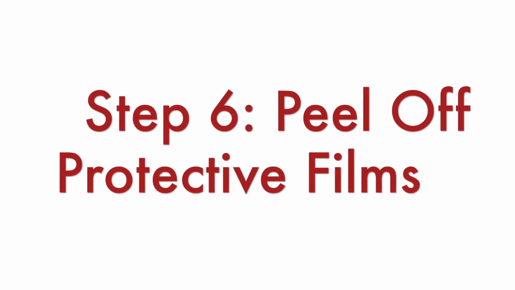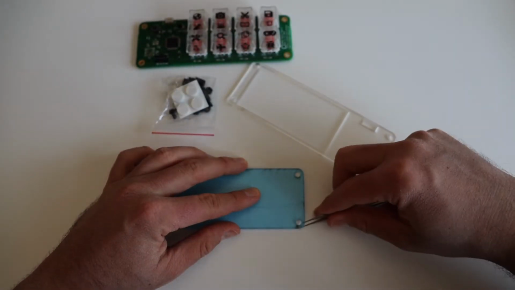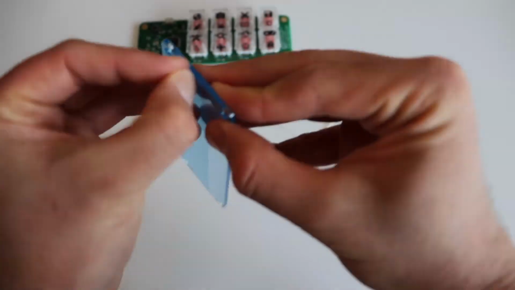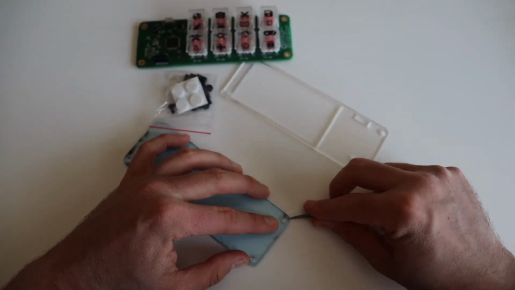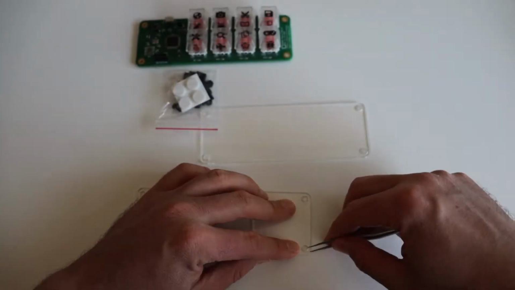Step number 6. Peel off the protective films from both sides of the two laser-cut transparent acrylic parts. Honestly, the removal of the protective films is very annoying, but once you get rid of them, the acrylic enclosure will be crystal clear and fully transparent.